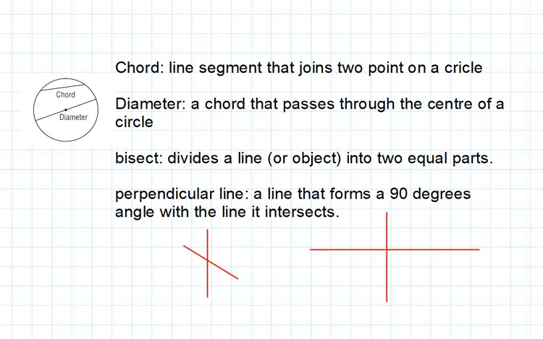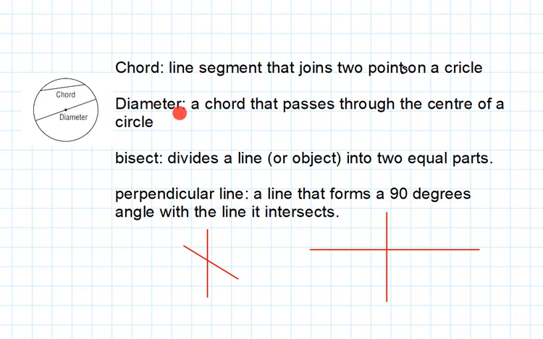So the word chord, what does it mean in the context of math and especially circles? A chord is a line segment that joins 2 points on a circle. Oops, I missed the S here. 2 points on a circle. So if you have a circle right here, it shows you where the chord is. Any 2 points on a circle, if you connect them with a line, that would make it a chord.